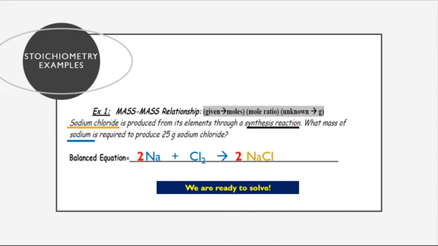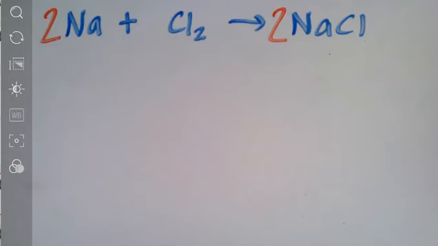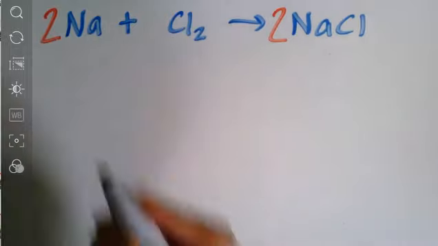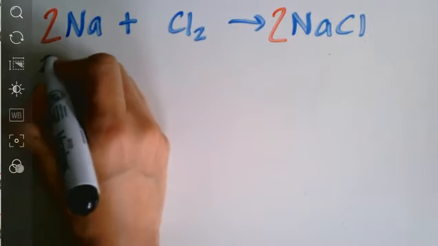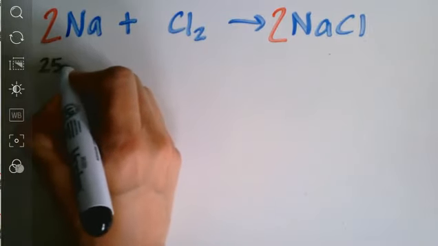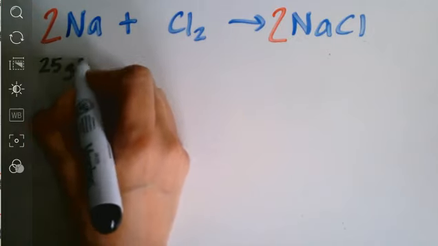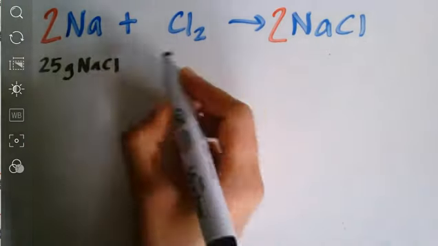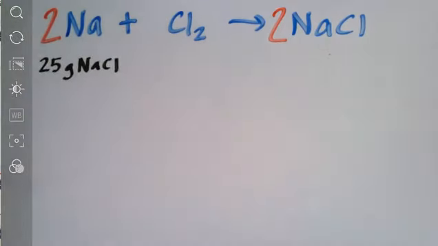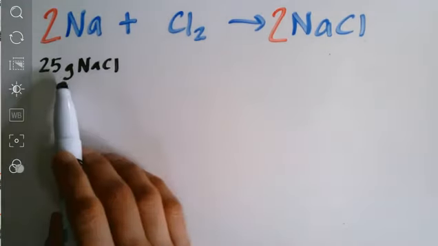So I'm going to pause the video and head over to my whiteboard so we can work out the problem together. Okay, so here I've written out the reactants and products, and we're just going to start with the given value in the problem. The given value is 25 grams of sodium chloride. And remember the first step, change grams to moles.